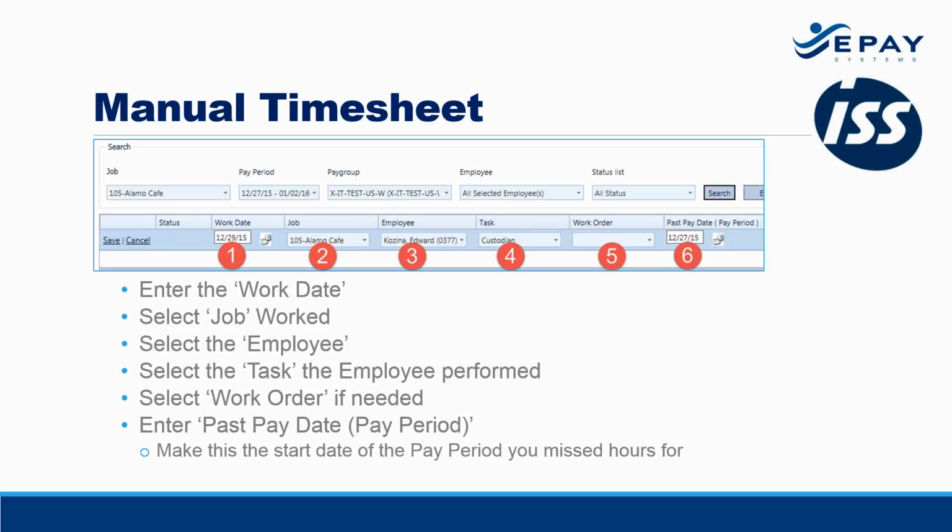And the last one is one of the fields that's always a good question field because it's called past pay date. Kind of a rule of thumb is make this the start date of the pay period you missed the hours for. It's kind of a funky field for ePay, but you'll find that if you enter that date and you save it and you proceed on and you add more lines, sometimes the system doesn't like that date. So kind of a rule of thumb, if you use a date there for any time in that pay period, you're going to be fine. But typically, as a rule of thumb, start there with the start date of the pay period you missed the hours for.